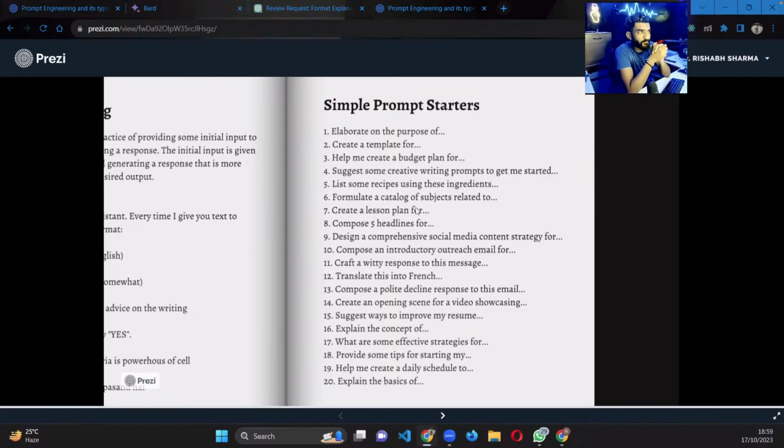So see how we can start writing a prompt, right? We can start by saying, elaborate on the purpose of something. I want him to elaborate on what is React, so I can ask him to elaborate on the purpose of React, or something like that. Create a template for an email invitation for priming, P for parrot, priming.